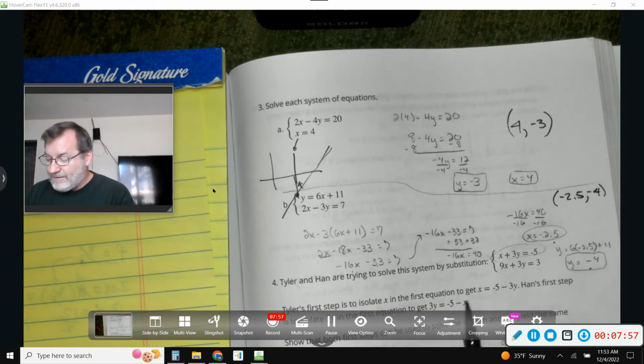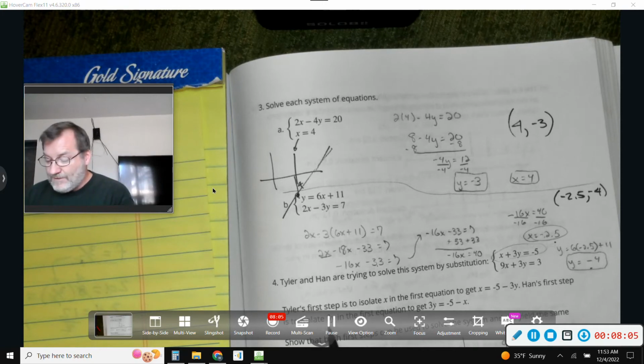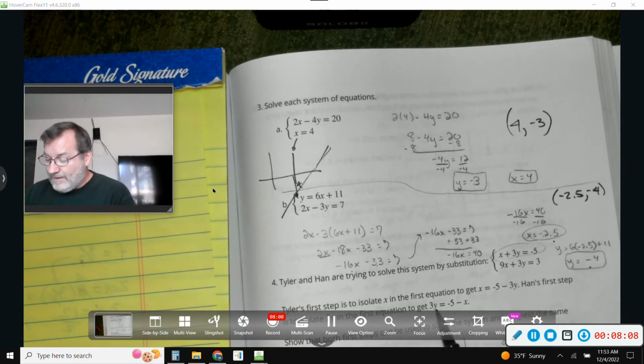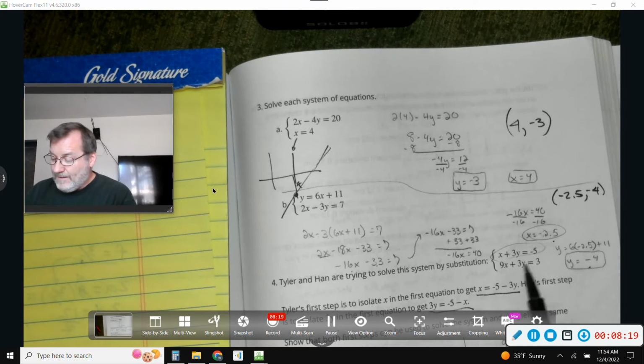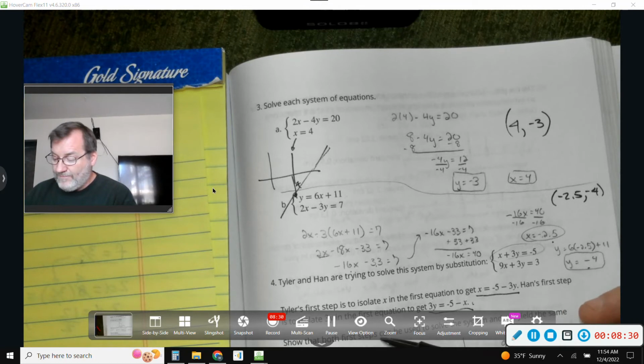Tyler's first step is isolate x in the first equation. So he took this equation, solved for x, and I guess he wants to substitute in the second one. Han's first step was to isolate the 3y, and get this equation right here. So in each case, one student solved for x to get this. One person solved for 3y to get this. Both look correct to me. Show that both first steps can be used to solve. Okay. Well, this one solved for x, this one solved for 3y.